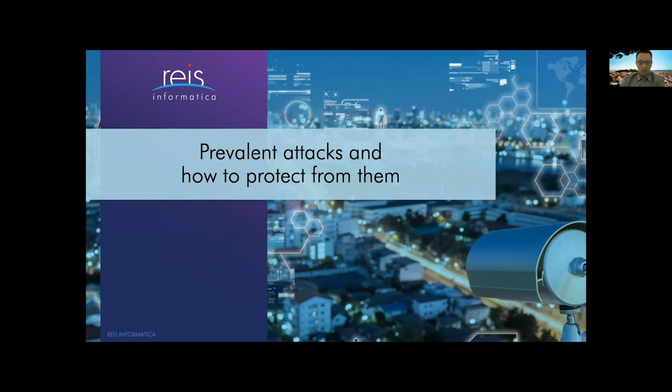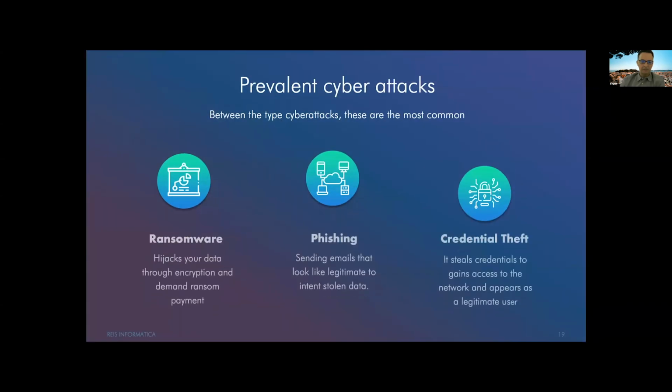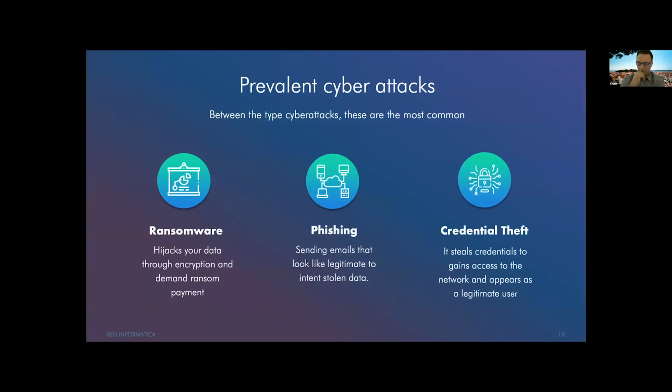So I want to get into a little more detail about some of the more common attacks and how you can protect yourself. The three big ones are ransomware, phishing, and credential theft. Ransomware hijacks your data through encryption and demands a ransom payment. These things are nasty. That was the first example I told you about. Very nasty stuff. It's one of the most frustrating things that can happen. A phishing attack is usually where most things start, right? Sending emails that look legitimate, trying to steal your data or get you to install things.